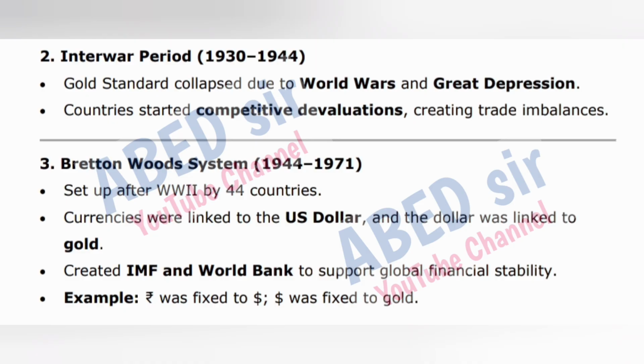3. Bretton Woods system, 1944 to 1971. Set up after WWII by 44 countries. Currencies were linked to the US dollar, and the dollar was linked to gold. Created IMF and World Bank to support global financial stability. Example, the rupee was fixed to the dollar, and the dollar was fixed to gold.